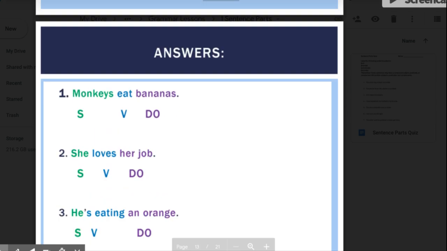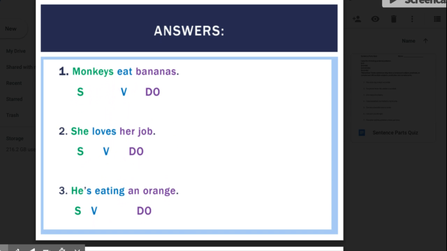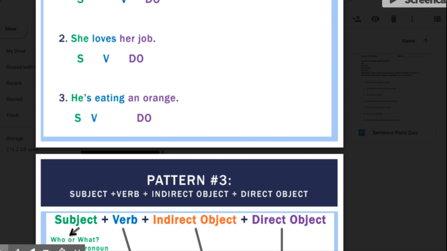All right, you got to practice. So number 3 on your notes, go ahead and pause the video, and I want you to write 3 examples of this pattern: subject plus verb plus direct object. Come up with your own sentences. Go ahead and pause the video and do this. All right, welcome back. We're moving on to number 4. Keep up the good work.